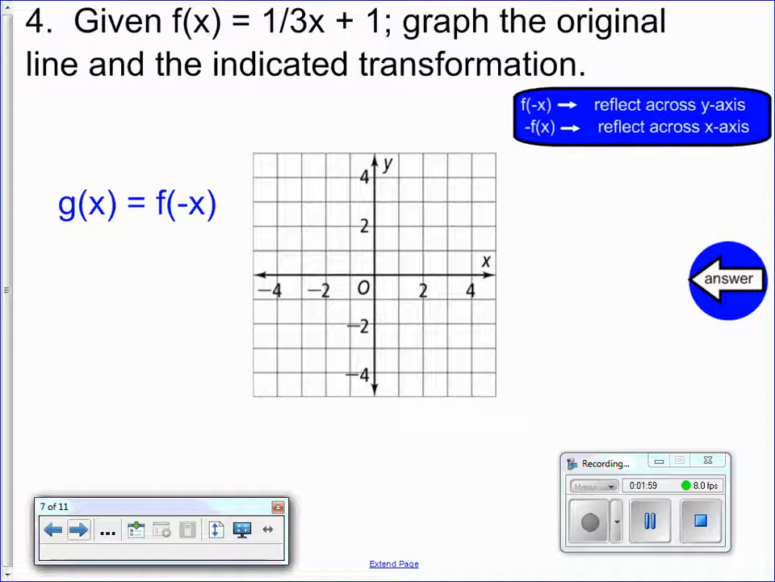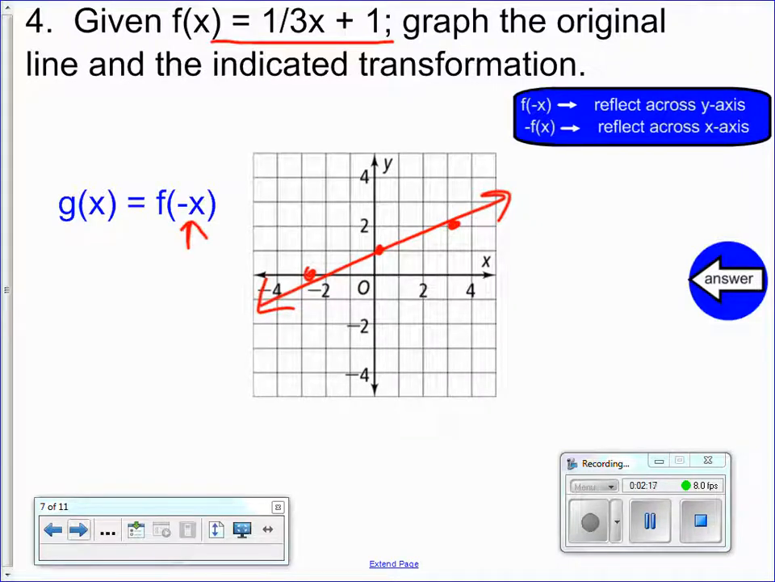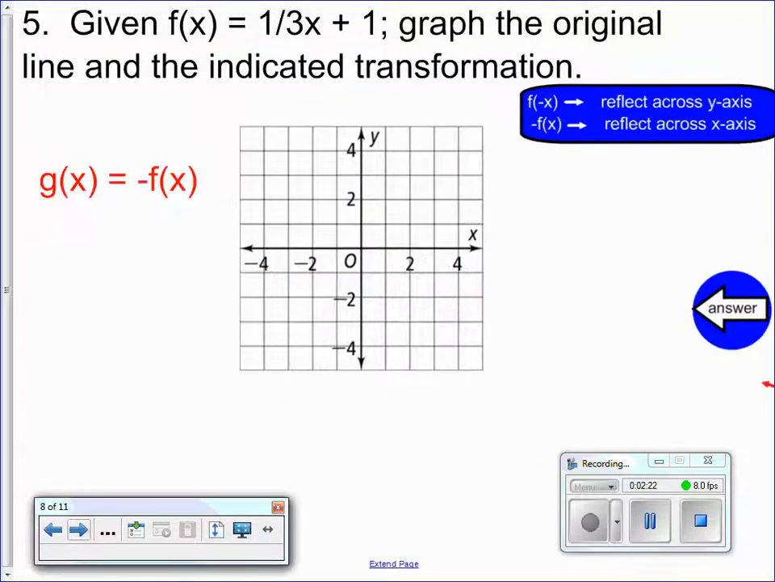This time I'm given a different line, so I need to graph this f of x line. I'm going to start at 1 and go up 1, right 3, or down 1, left 3. That's my original line, and then this is my change, and since the negative is on the inside, it's going across the y, so it's up here. I'm going to have the same equation, so I start at 1, up 1, right 3, or down 1, left 3, is my original graph. Now my negative is on the outside, so it's going across the x, which means it's flipping down here.